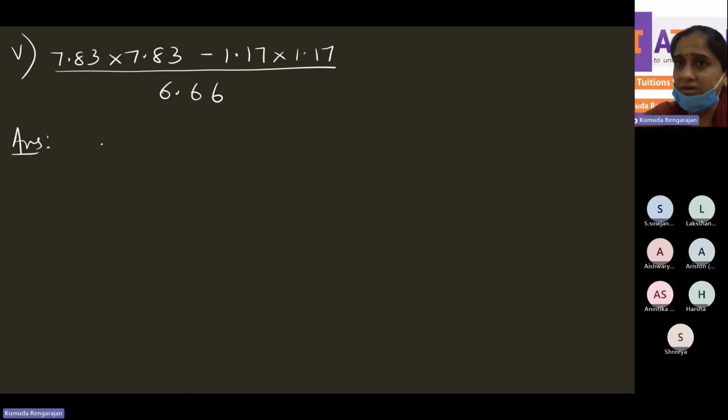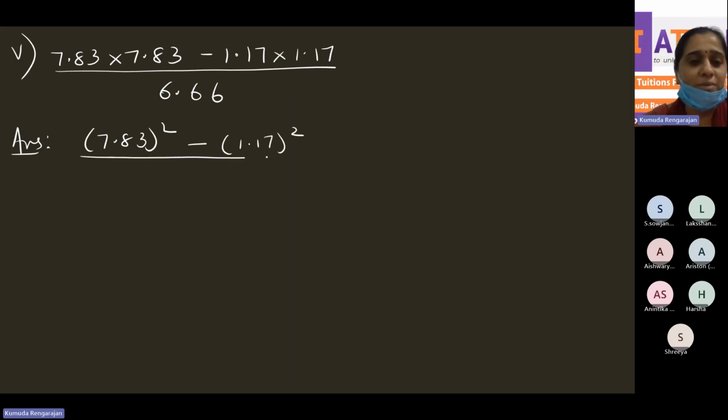7.83 into 7.83 is like a into a, which can be written as 7.83 the whole square, minus 1.17 into 1.17 is like b into b, which can be written as 1.17 the whole square, divided by 6.66. So this is the first step. Now, we have not used the identity here. This is a general fact that a into a is a square, b into b is b square. 5 into 5 is 5 square, 10 into 10 is 10 square. So you have not used any identity here.